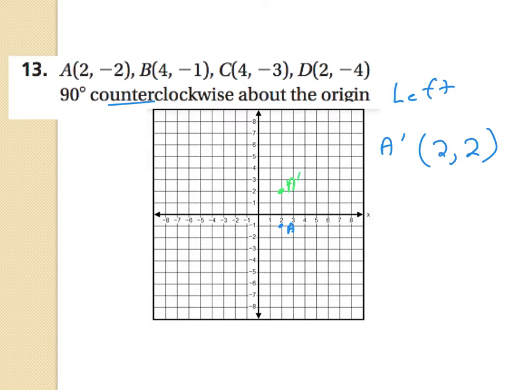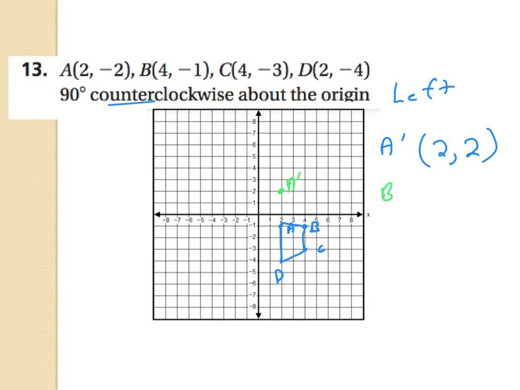I probably should do one at a time because I'm having to change my colors back and forth. Okay, 4, -1 is going to be B. C is 4, -3. D is 2, -4. We have a trapezoid.